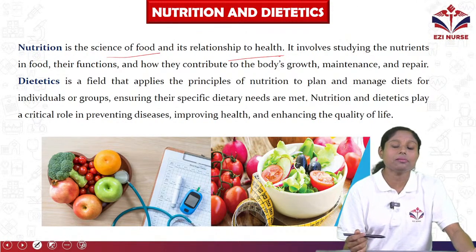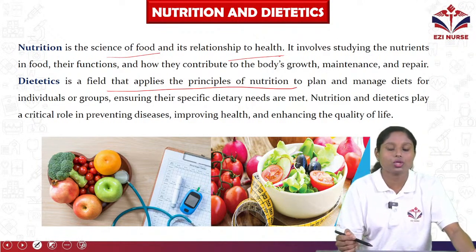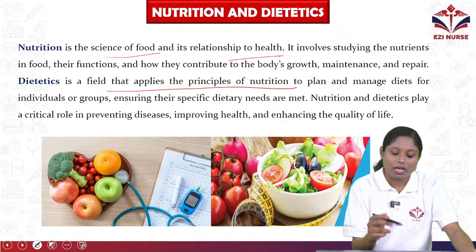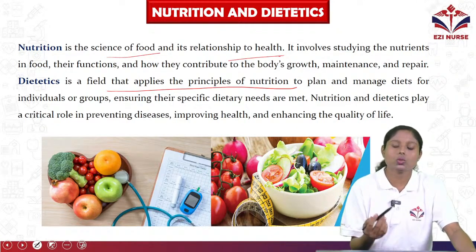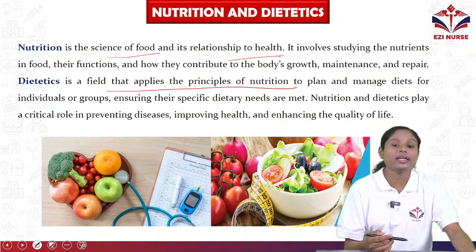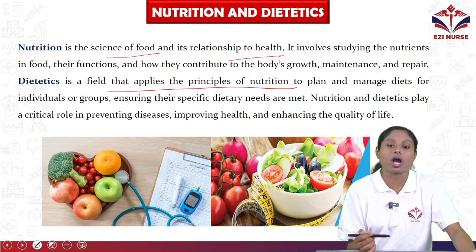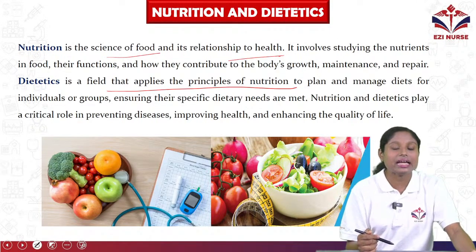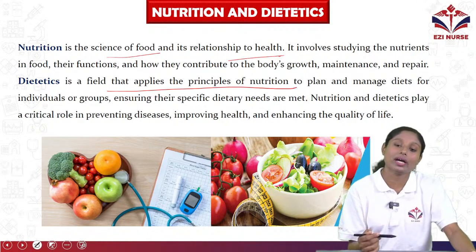Coming to the term dietetics, what is dietetics? It's the field that applies the principles of nutrition to plan and manage diet for individuals or groups, ensuring that specific dietary needs are met. So here, with the principles of nutrition, we are planning a diet for a particular individual to meet their needs. That is what is called dietetics.